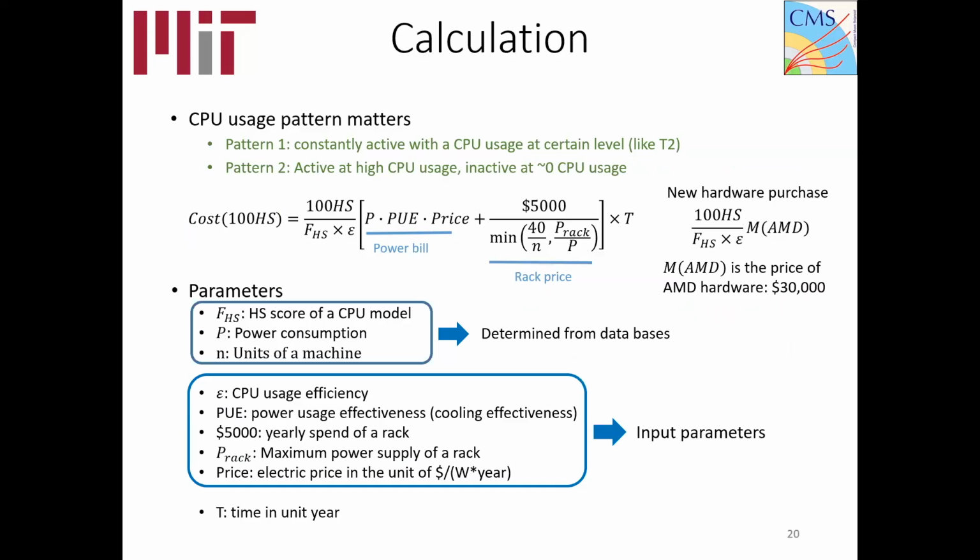So here is the master equation. I won't go too detailed about this, but it contains the price you need to pay for the power consumption, the price for the rack. The CPU model related parameters, like the H-spec of the hardware and the power consumption, are determined from the database. All you need to do is input the CPU efficiency that you run at during operation, the PUE, and which type of rack you're using. And then it will compare the cost with the new hardware purchase and give you the final recommendation.